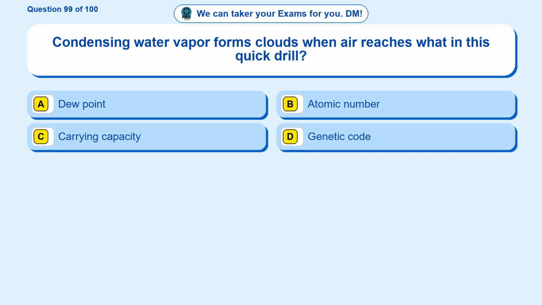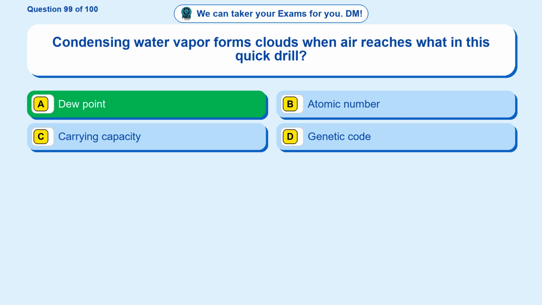Question 99. Condensing water vapor forms clouds when air reaches what in this quick drill? Option A, dew point. Option B, atomic number. Option C, carrying capacity. Option D, genetic code. The correct answer is option A.